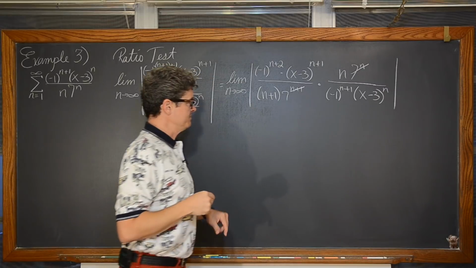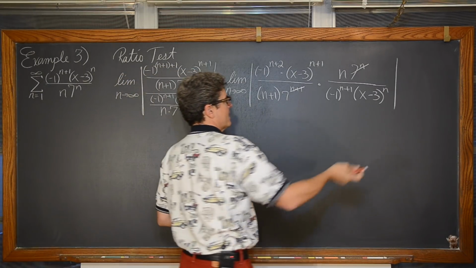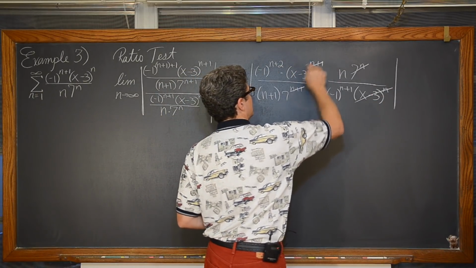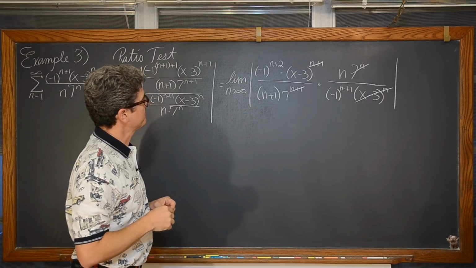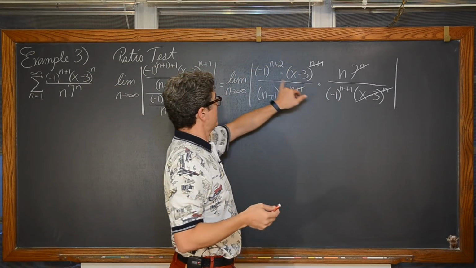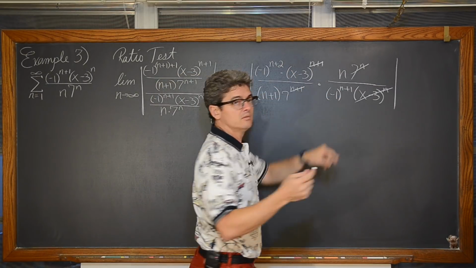Okay, so we have n sevens in the numerator of our second fraction and n plus 1 in the denominator of our first fraction, leaving you with one factor of 7 in the denominator. We have x minus 3 to the n and x minus 3 to the n plus 1, just one more factor in the numerator. And the same thing here too, we have negative 1 to the n plus 1 and negative 1 to the n plus 2. Well, 2 is just one more than 1.